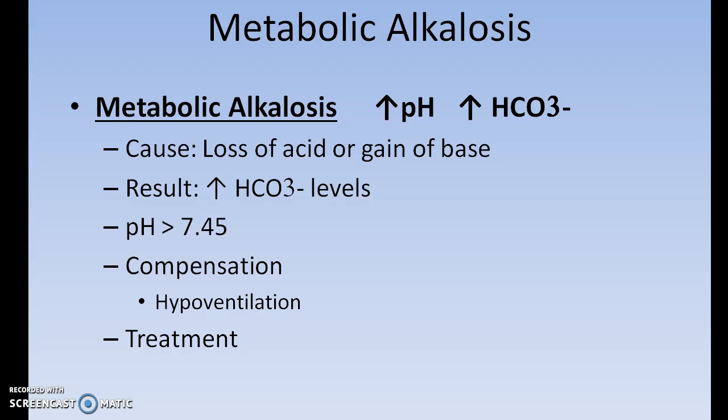Our compensation is going to be hypoventilation. So they're going to slow it down to try and save that CO2 in order to help adjust us. The treatment's going to be to treat the cause. What's causing the metabolic alkalosis? If it's diarrhea or nausea and vomiting, we need to treat that. So it may be that we are giving our people some ondansetron, or we may need to treat the diarrhea. If the diarrhea is related to C. diff, we may need to treat that in order to treat the metabolic alkalosis.